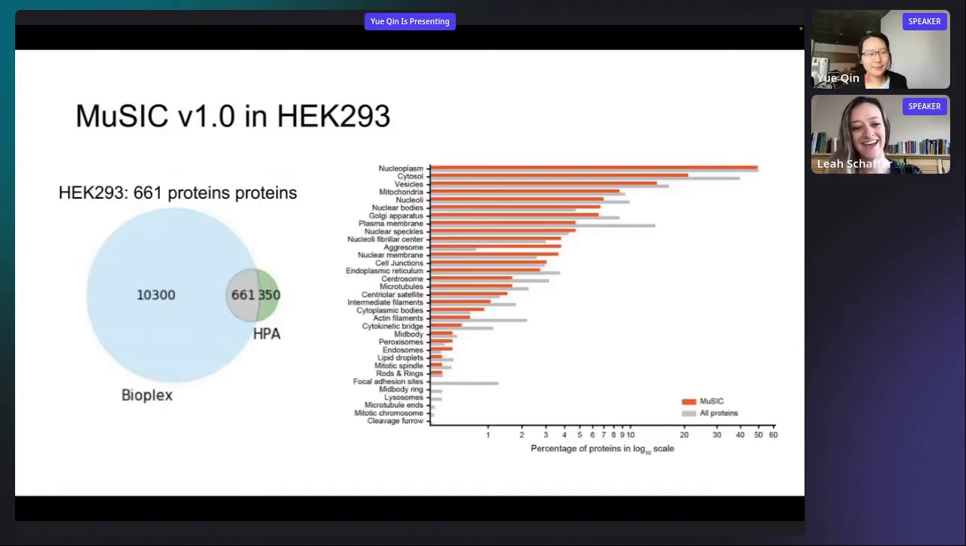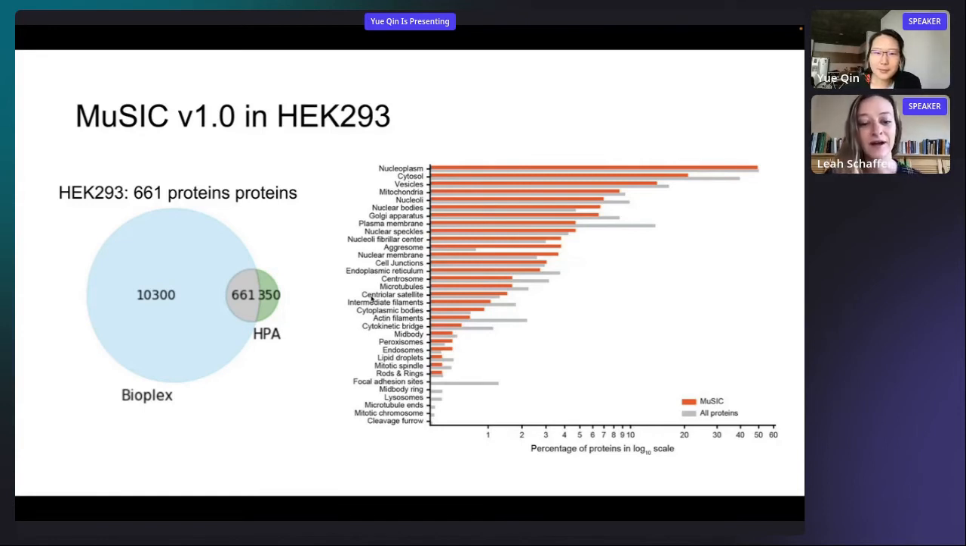Next slide. Looking forward, MuSIC version 1.0 was in the HEK 293 cell line. This was the cell line with a BioPlex interaction network available at the time. Although there were many proteins in the BioPlex network, this cell line did not have quite so many images in the Human Protein Atlas. So there are around 600 proteins in this first version of MuSIC.